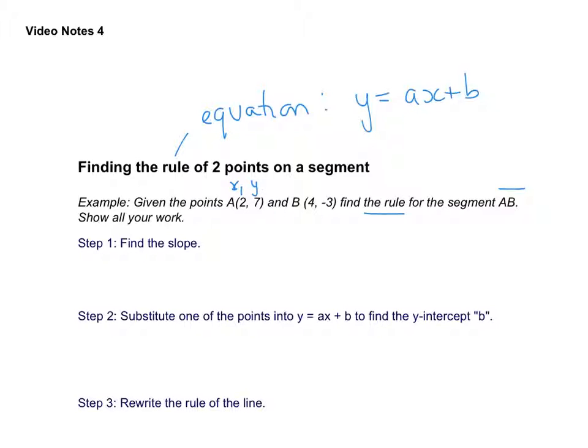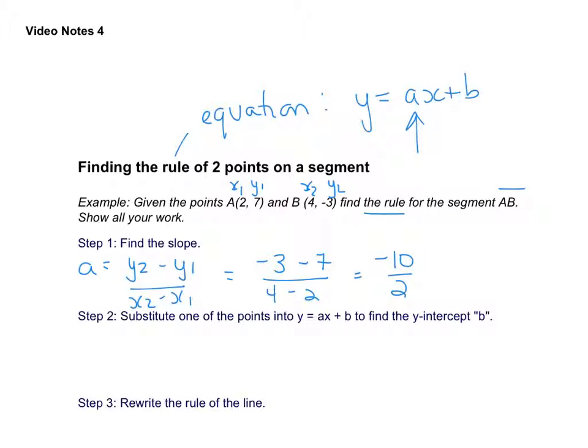So this is x1, and this is y1. This is x2, this is y2. Always label. First step, find the slope. You always need your slope because we need to find that a, in y equals ax plus b. So a is equal to y2 minus y1 over x2 minus x1. So y2 is negative 3 minus 7 over 4 minus 2. And so we get an answer of negative 10 over 2, which we can reduce to negative 5 over 1, or negative 5. So that's my slope, negative 5.